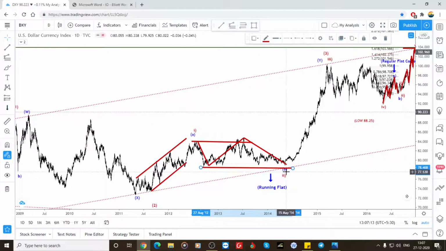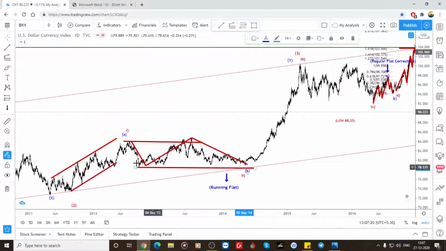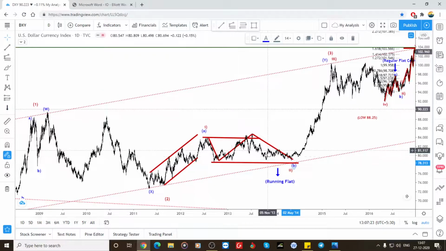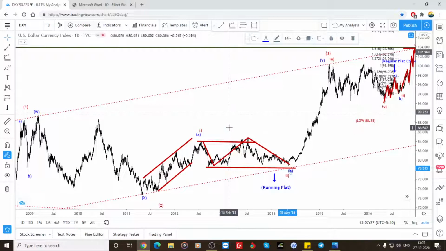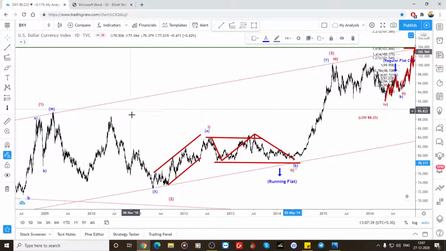So this is the running flat example again in the DXY. Running flats like this will occur a lot of times in different patterns in three-wave structures like this, or A could be a three-wave structure, B a three-wave structure, and the C in a five-wave structure also. So if you go through that in the 5 minute, or in the 1 minute, 3 minute, or whatever, that will be violated.